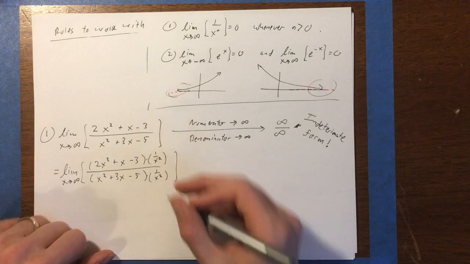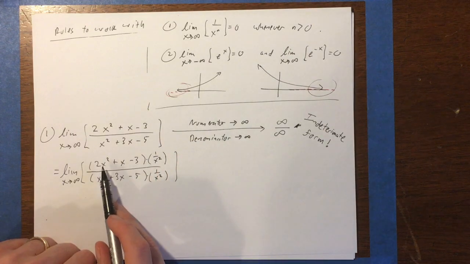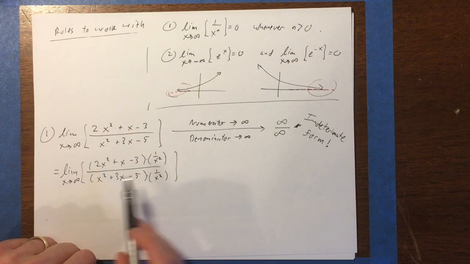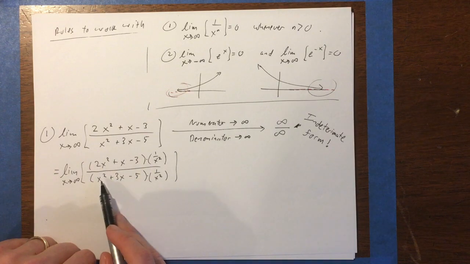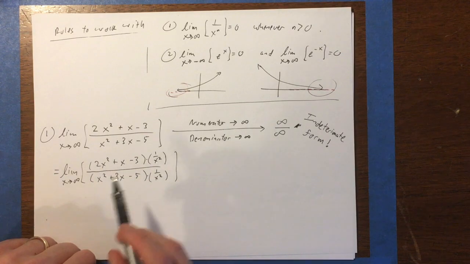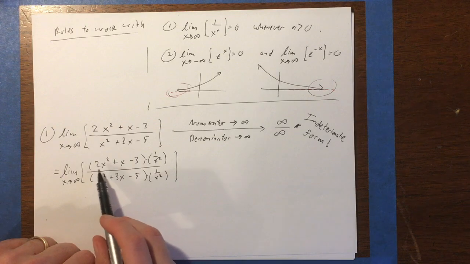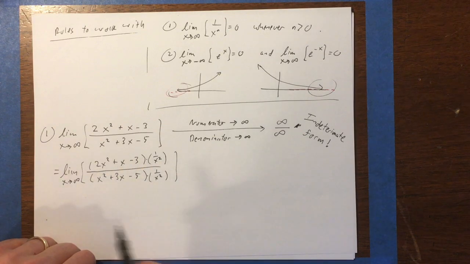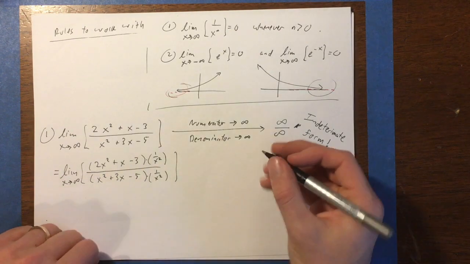I choose x squared because x squared, 2, is the degree of both the numerator and denominator polynomial. I'm taking the highest power of x, and I'm going to basically divide the numerator and denominator each by that highest power of x.